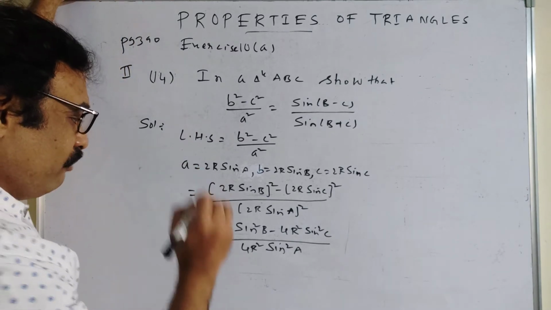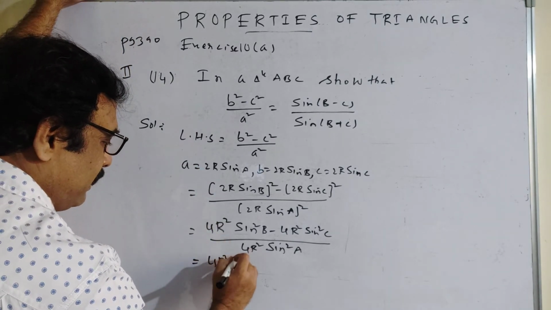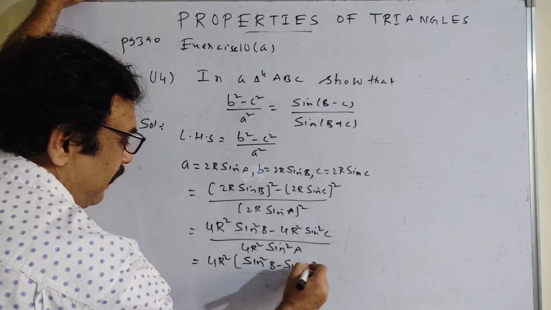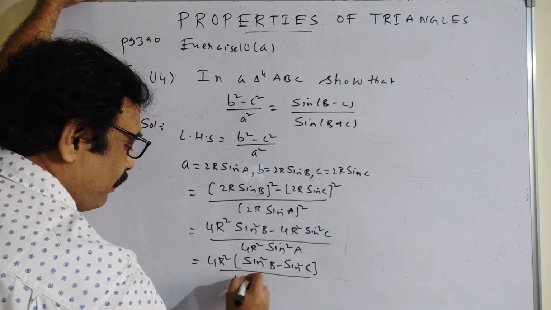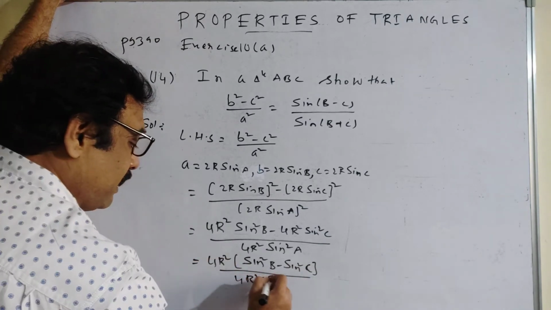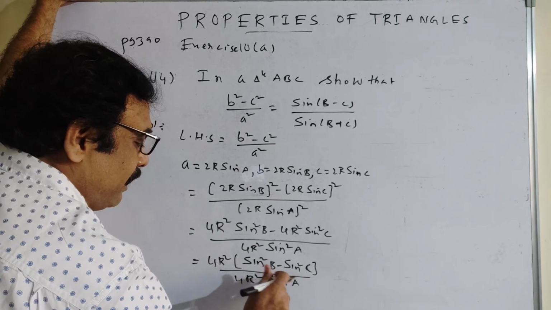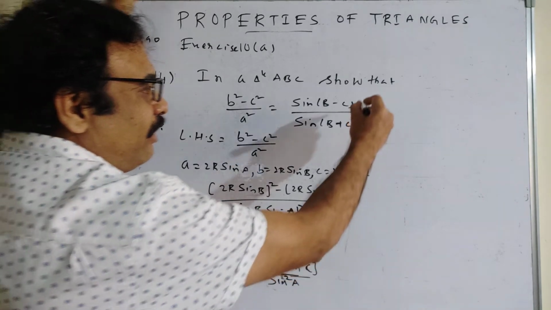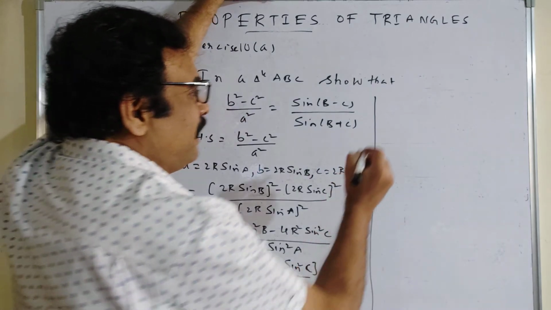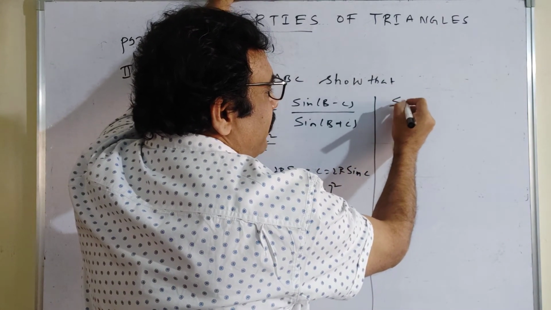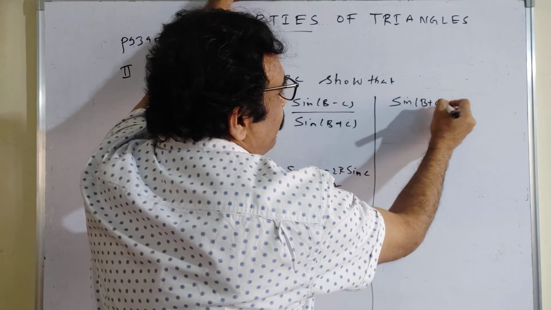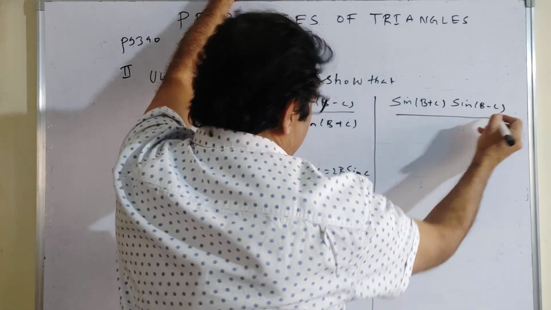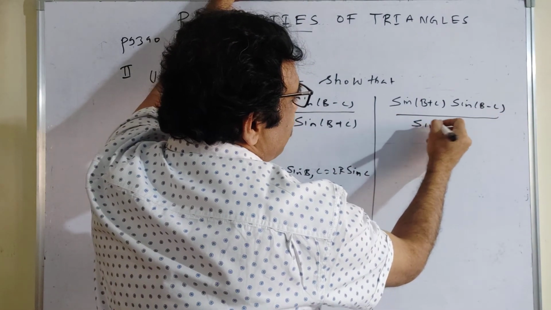Now we'll write one more step. This is 4R square into (sine square B minus sine square C), by 4R square sine square A. Now I'll write this square part carefully. This 4R square gets cancelled. Now coming back to the point, sine square B minus sine square C, we'll write as sine of (B plus C) into sine of (B minus C), by, in the denominator, sine square A.